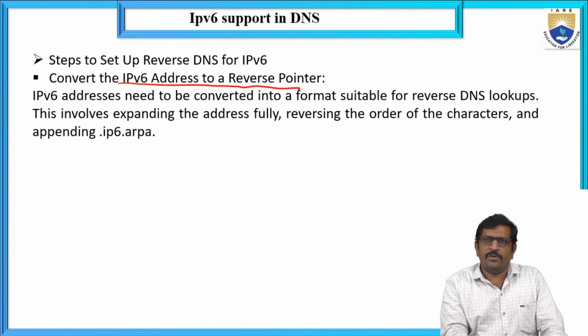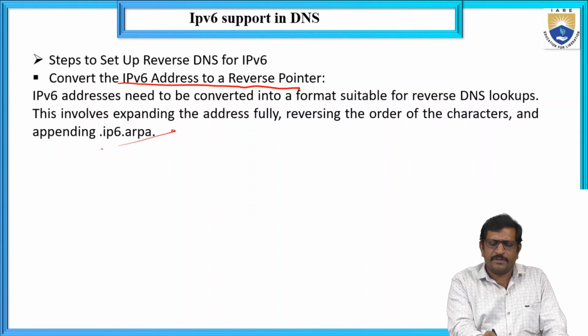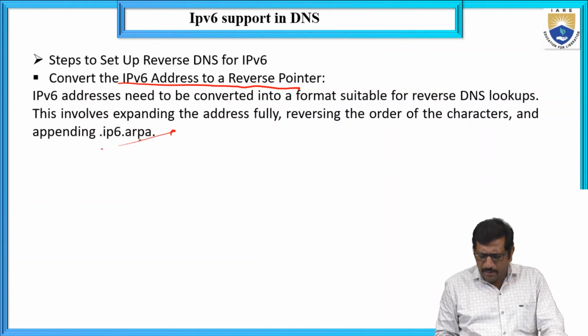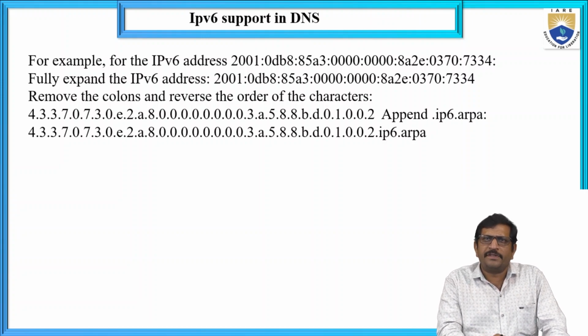Whatever address is specified, in reversing we expand the address and write it in reverse order. Reversing the address of the characters: whatever characters we have specified in the address, we have to reverse them, and then append .ip6.arpa.